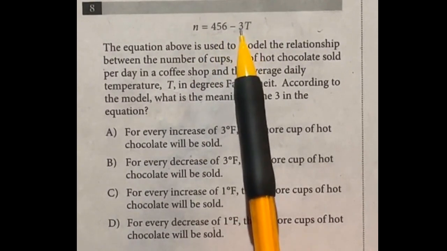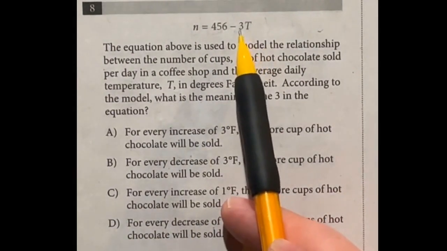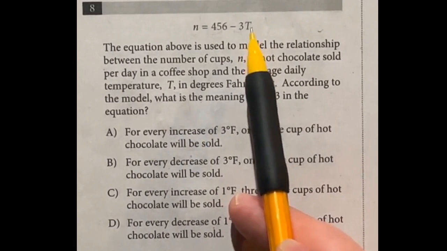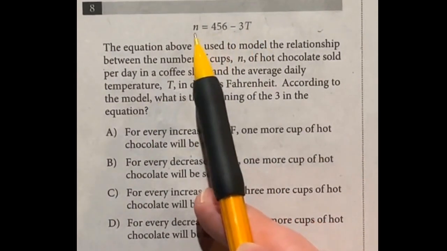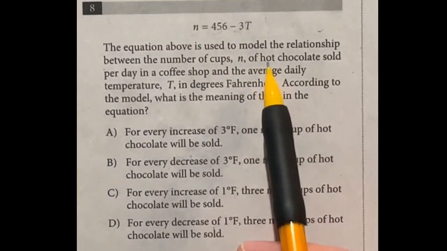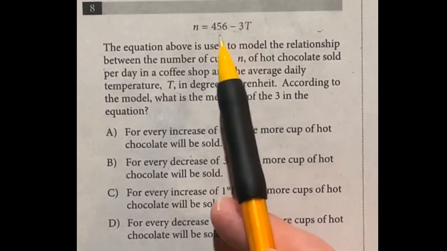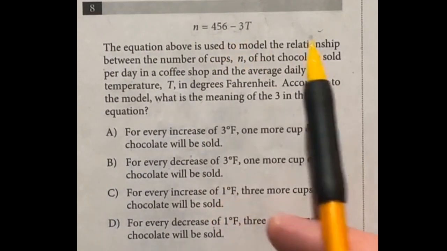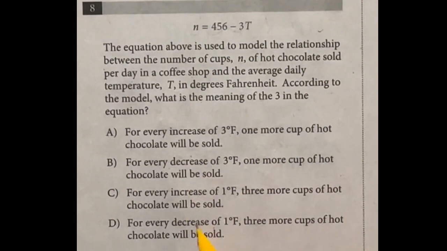So in this case, negative 3 is our slope, and we're trying to see what the definition of slope is in words. So when you're looking at slope, for each unit of your x, in this case that's temperature, this would be the change in your unit of your y, in this case the number of cups. Because it's negative, it means as one goes up, the other goes down, or as one goes down, the other goes up. So in this case, since they all say more on this side, I want decrease on this side to be the opposite of that. So we're looking at B or D.